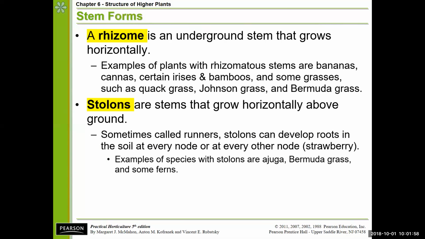So here's a couple of specialized stems that are often confused with roots. First, a rhizome. That's an underground stem growing horizontally. So that's often thought of as a root, but it's actually a stem. We see that in a lot of monocots, really. Bananas, canna lilies, irises, bamboo, many of the grasses that are really bad weeds produced through rhizomes. There are also a lot of dicots that have rhizomes as well. And again, this is a way that plants asexually propagate.